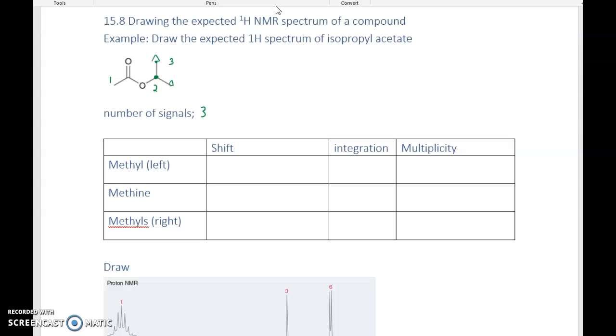The methyl to the left, it's a methyl, so we start with 0.9. It is right next to this carbonyl, and so that will be +1. So we'll expect the shift on that one to be at 1.9. The integration, well, there are 3 protons here, so we'll expect it to be 3. These hydrogens or protons have no near neighbors, and so we'll expect to have a singlet.